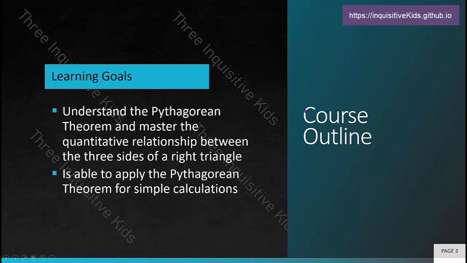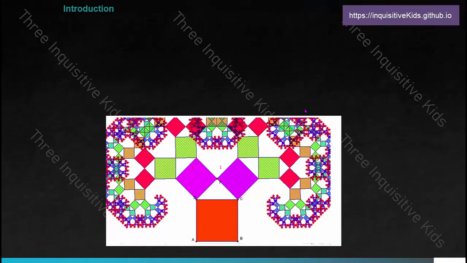Here are our learning goals for today. First, understand the Pythagorean theorem and master the quantitative relationship between the three sides of a right triangle. Be able to apply the Pythagorean theorem for simple calculations. So, you've probably heard of the Pythagorean theorem before, and if you haven't, that's what we're going to learn today.